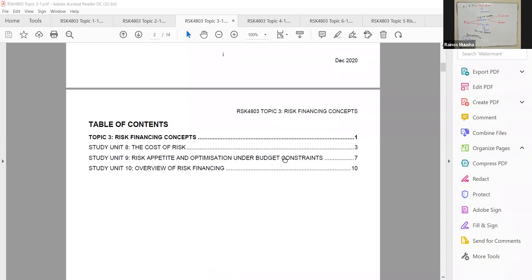So are we on the same page when it comes to topic 3 before you look at subunit 10? Are we on the same page? Any questions?